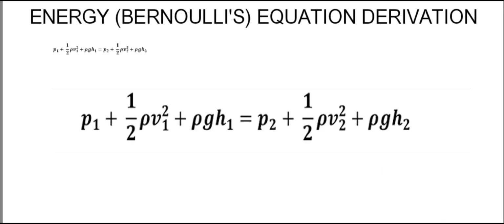Now the Bernoulli's or the energy equation is as follows: P1 plus a half rho V1 squared plus rho gh1 is equal to P2 plus a half rho V2 squared plus rho gh2. The parameters with subscript 1 are the inlet parameters, that is the pressure at the inlet, then the density, the velocity, and the ones with subscript 2 are the parameters at the outlet.